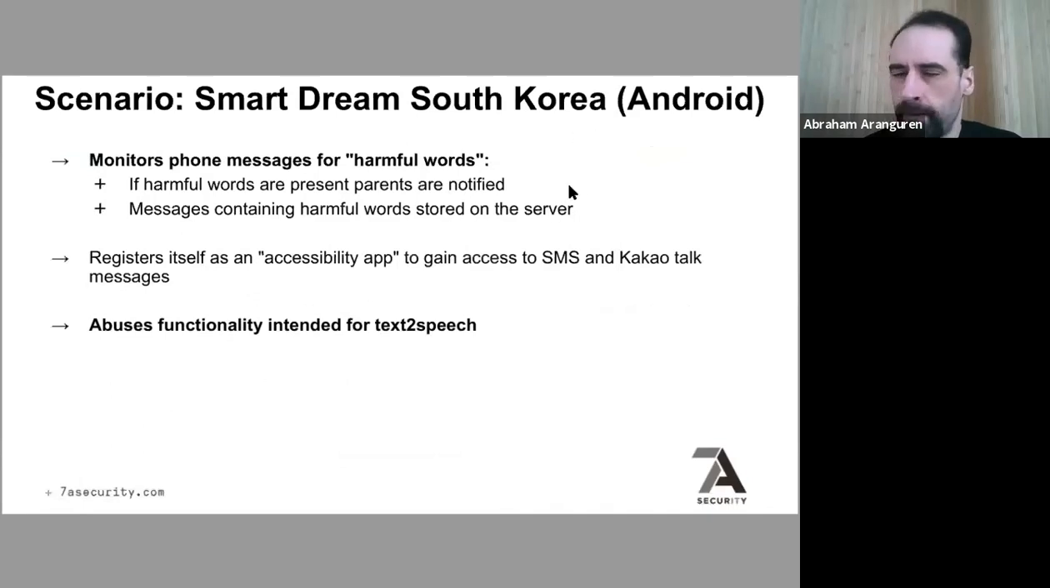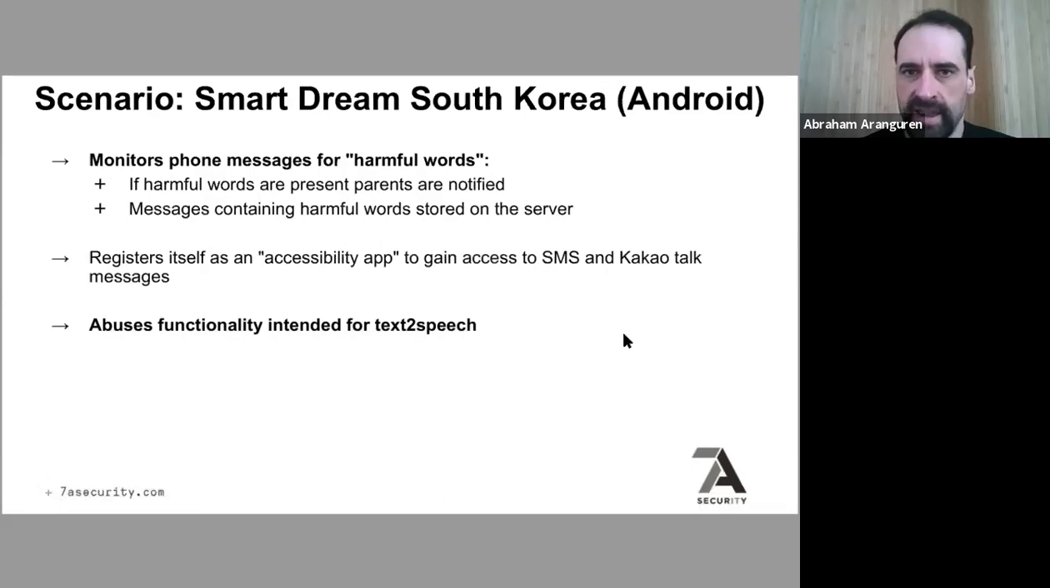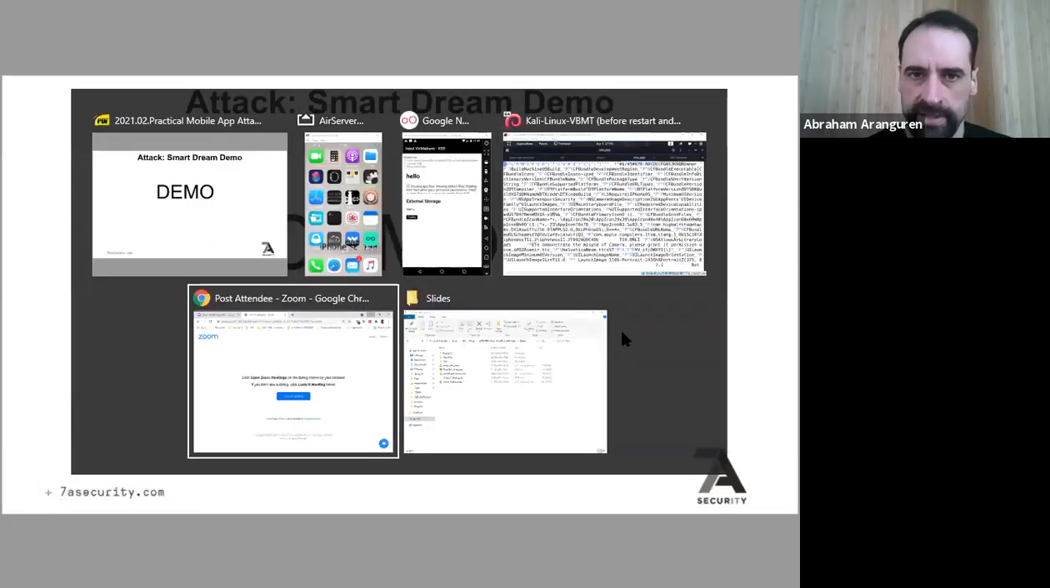And then another similar application in South Korea was a monitor for harmful words. So this one was checking if the child was typing, for example, sex or, whatever, violence or suicide or whatever else, words that would be deemed harmful in South Korea. The application was abusing functionality intended for text-to-speech to catch all these. Then it was watching the SMS and the KakaoTalk messages. I'm just going to show a demo about this.